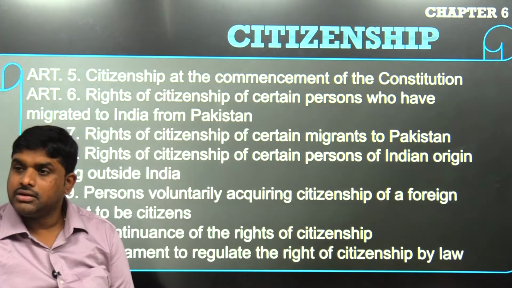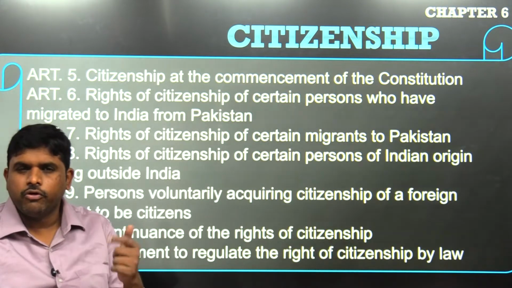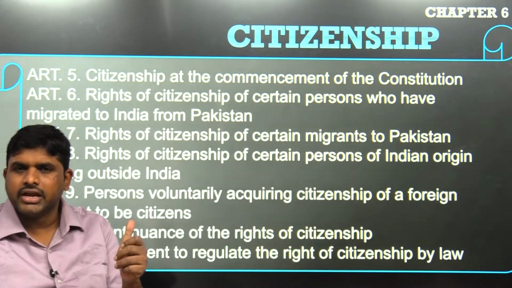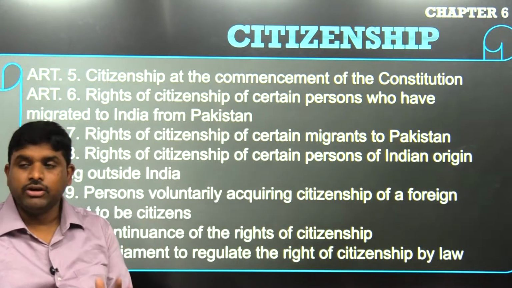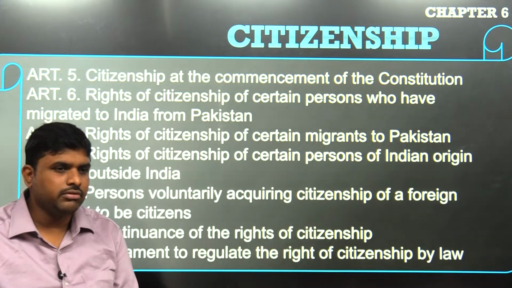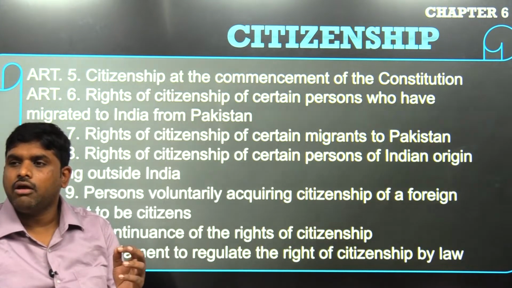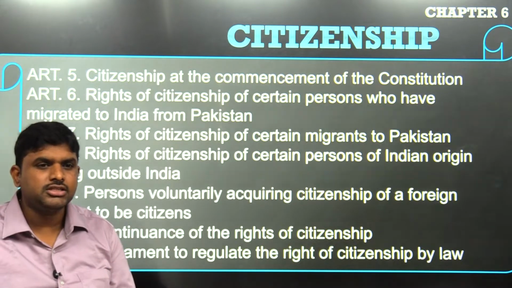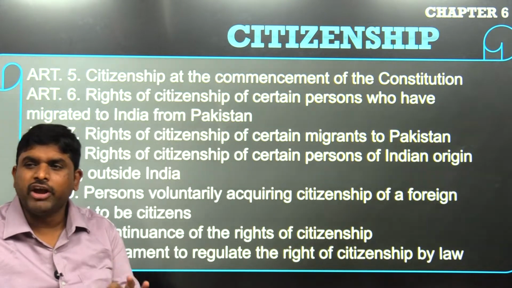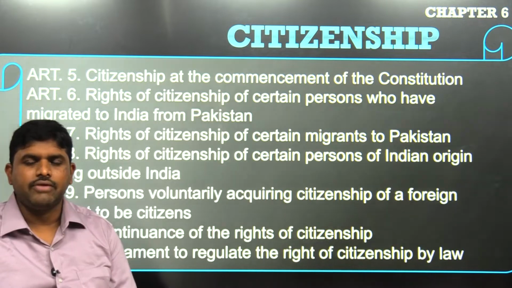How many are there? Articles 5 to 11, sorry, 5 to 11. That is 7 articles. Articles 1, 2, 3, 4 are the Union and its territories, Part 1. Part 2 is articles 5 to 11.